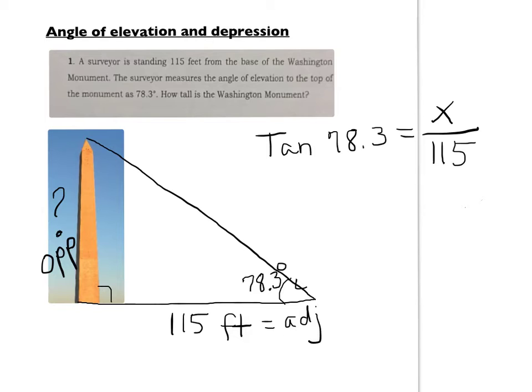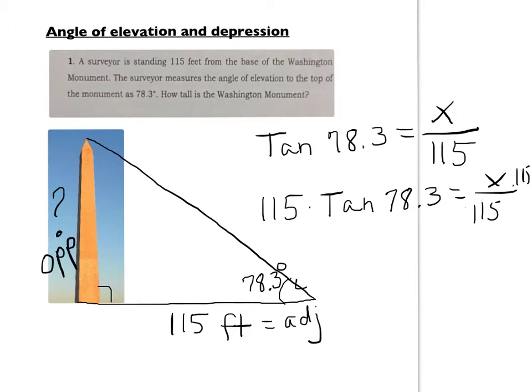We need to solve for x. So we would multiply both sides by 115 to get that 115 out of the denominator. Those would cancel. So now you'd get that x is equal to 115 times the tangent of 78.3 degrees. And this is when you go to your calculator.